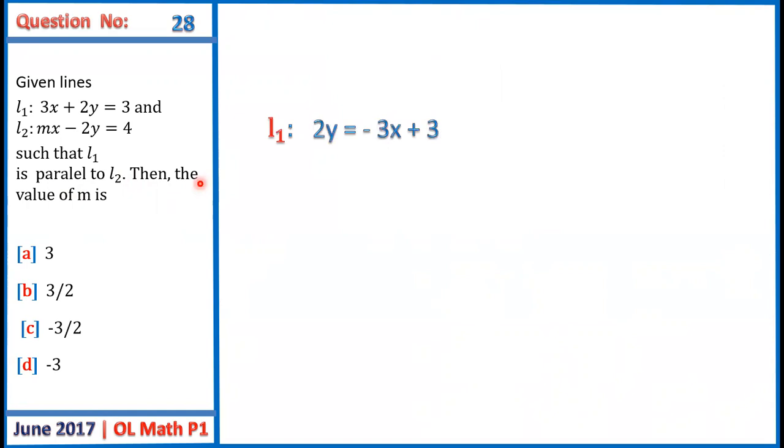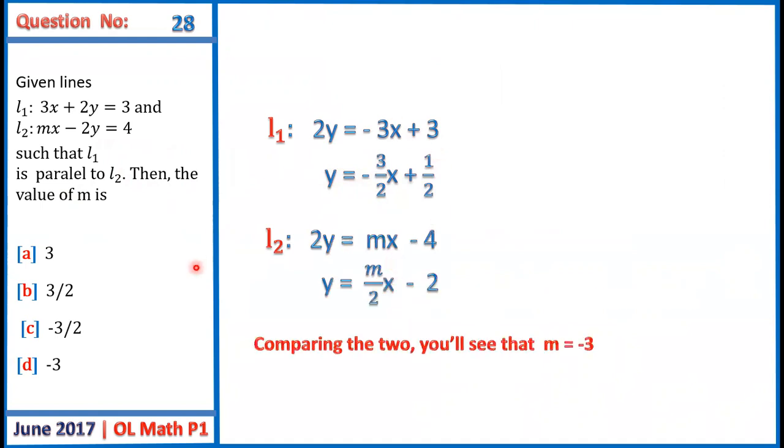So two lines are parallel if their gradients are the same. So with this one, we write it in gradient intercept form. That is, we solve for y. This coefficient of x now becomes the gradient of the first line. We do the same thing with the second line.